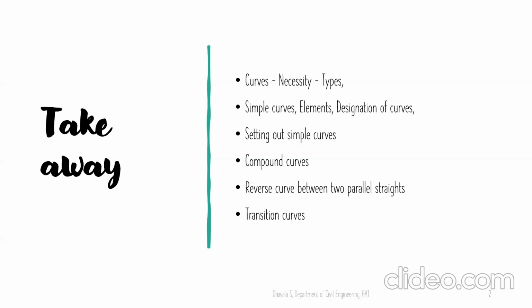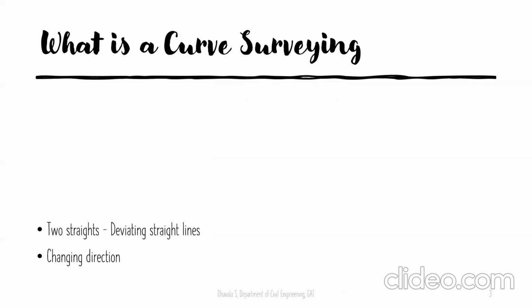Now let us learn what is a curve. What is a curve or what is curve surveying? Imagine we have got two straight lines deviating from each other at some angle. That is, we have a straight line AV over here, and this AV is getting deflected by another straight line which is BV. In the sketch, AV is one straight stretch and BV is another straight stretch.